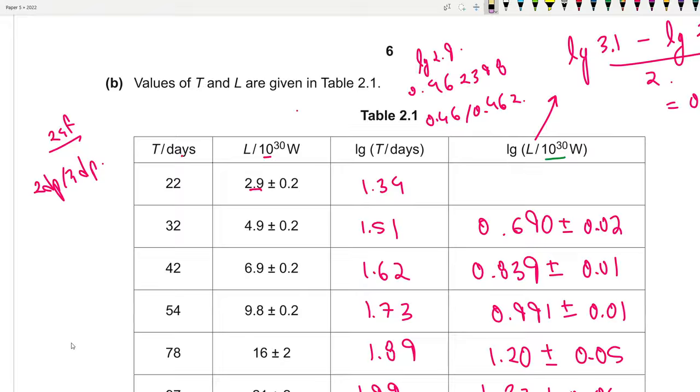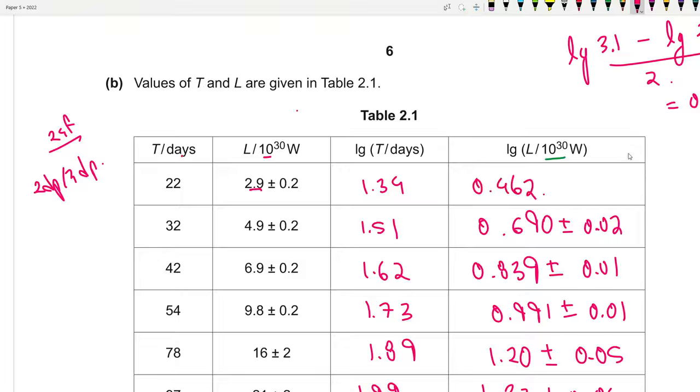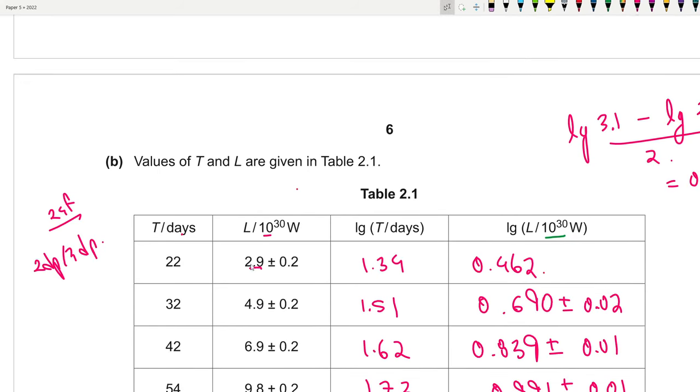Okay, great. Now let's go to the last part, which is the uncertainty. So we got an answer of 0.462 over here. How to find out the uncertainty in log? I talked about this in my paper 5.1 video. The rule for log is a bit special. You got to go for log upper bound minus lower bound divided by 2. So the upper bound for this is actually 2.9 plus 0.2, which is 3.1, and the lower bound is actually 2.9 minus 0.2, which is 2.7. So it ranges from 2.7 to 3.1.